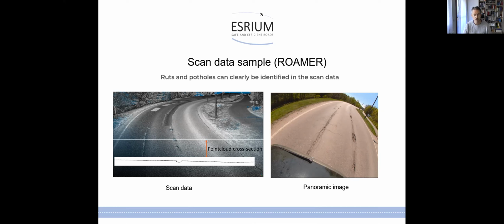a very good training data for our second system, which Matthias will now present. So Matthias, I will hand over to you right now.